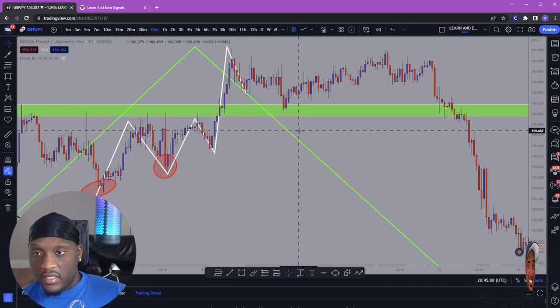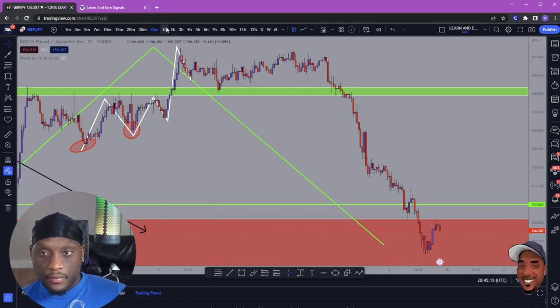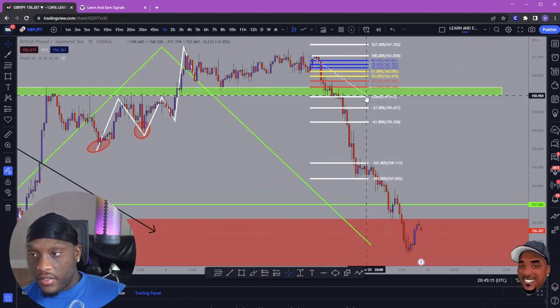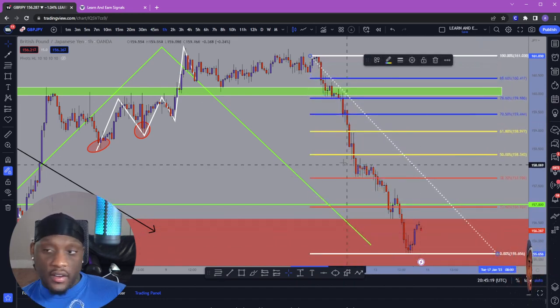Let's go to the 45 minute. Let's see if the 45 minute gives us a little bit more detail. It doesn't backtrack to the 1 hour. This area is still the same, so nah. So we drop as low as all the way down here.